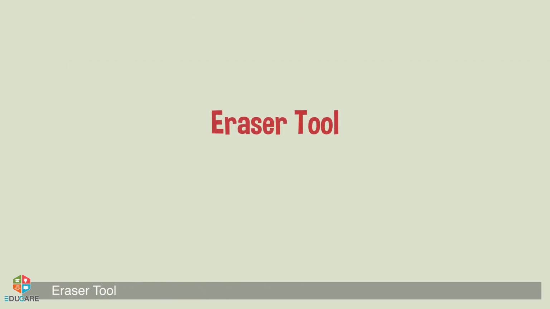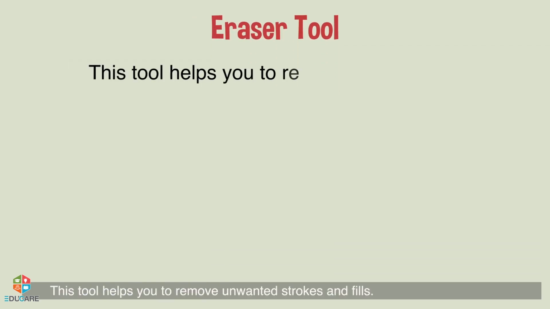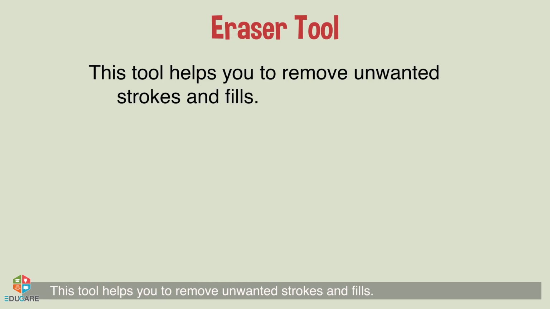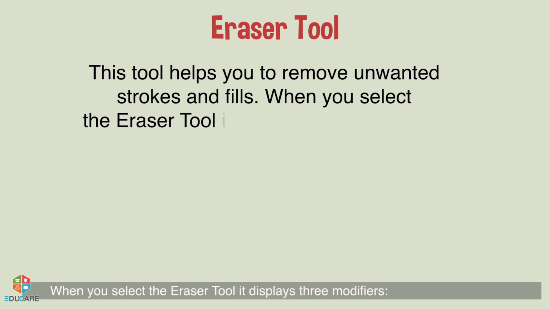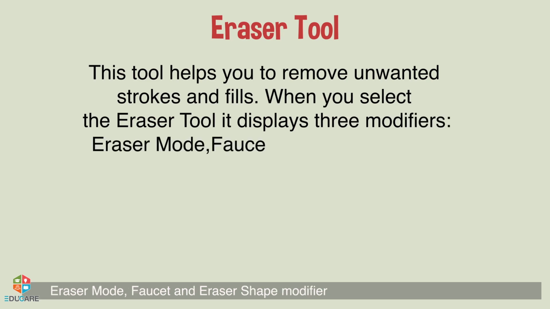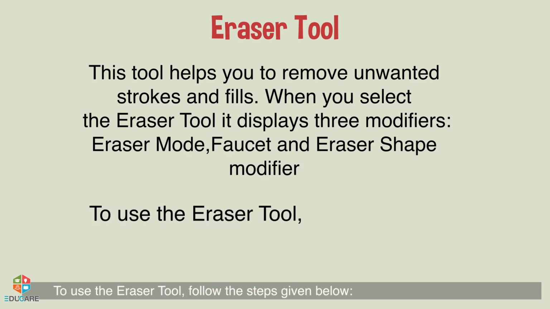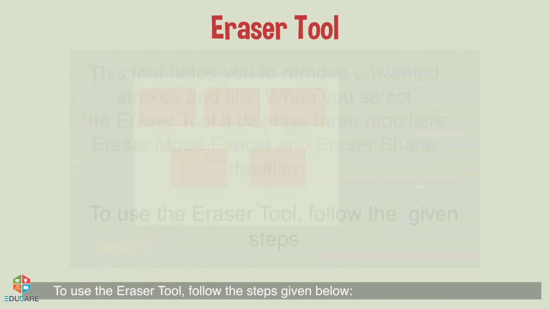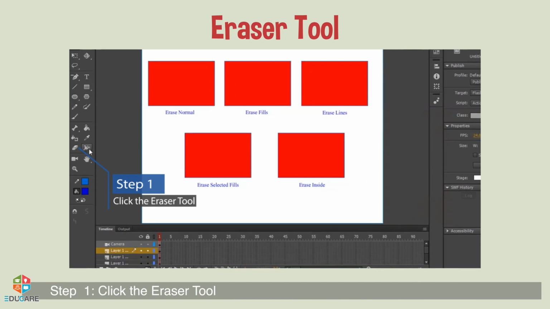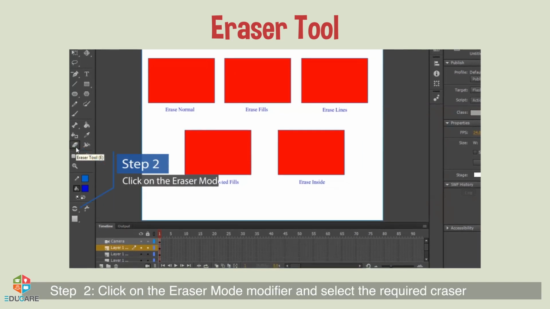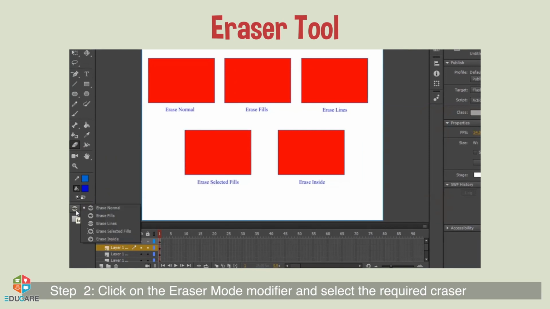Eraser tool. This tool helps you to remove unwanted strokes and fills. When you select the Eraser tool, it displays 3 modifiers: Eraser Mode, Faucet, and Eraser Shape modifier. To use the Eraser tool, follow the given steps. Step 1. Click the Eraser tool. Step 2. Click on the Eraser Mode modifier and select the required eraser.